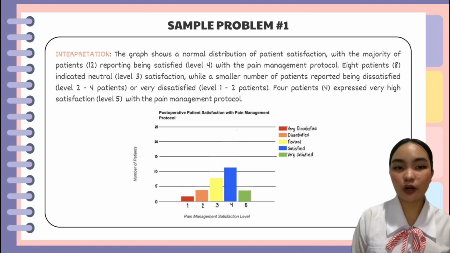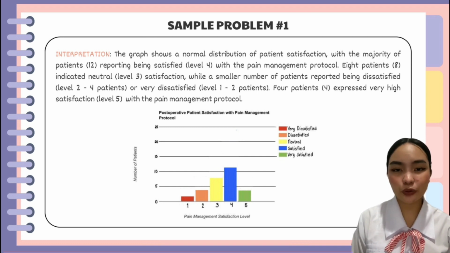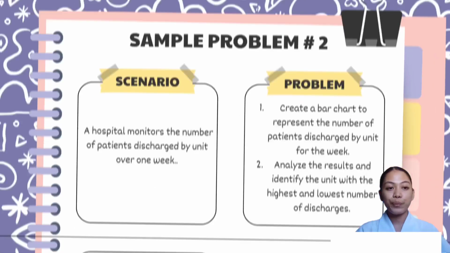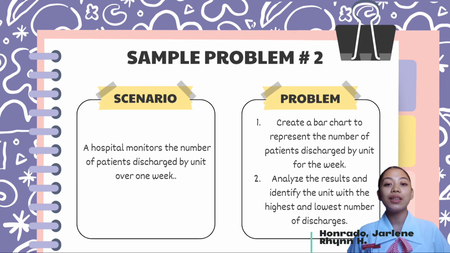In analyzing the bar graph, it is evident that the protocol is generally well received with a peak at level 4 satisfaction. However, it is essential to consider the variations and the smaller number of patients on the extreme ends of the satisfaction spectrum. So here's another example.